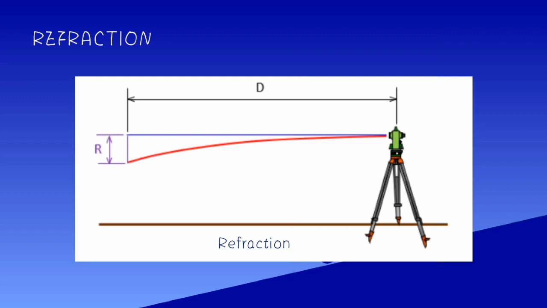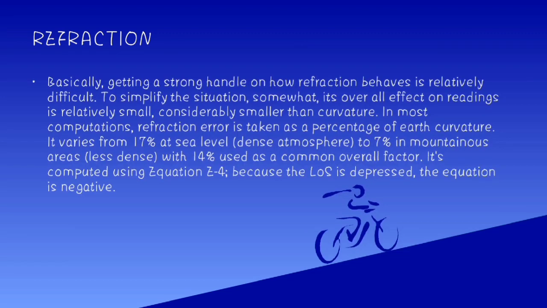Solar heating and weather fronts can cause anomalous atmospheric pockets, disrupting the otherwise smoothly refracted path. Local heat waves, even over short distances, can randomly affect line of sight displacements. Basically, getting a strong handle on how refraction behaves is relatively difficult. To simplify the situation somewhat, its overall effect on readings is relatively small, considerably smaller than curvature.